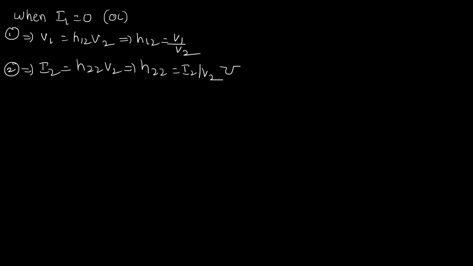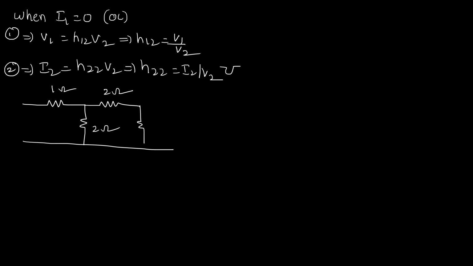Now let us redraw the network under this particular condition. The network seems to be like this. This is 1 ohm, 2 ohm, here is another 2 ohm, and this is 4 ohm. Right. So what was the condition? When I1 equal to 0, that means the first port has been opened now. Now this is 4 ohm, we forgot to write here.